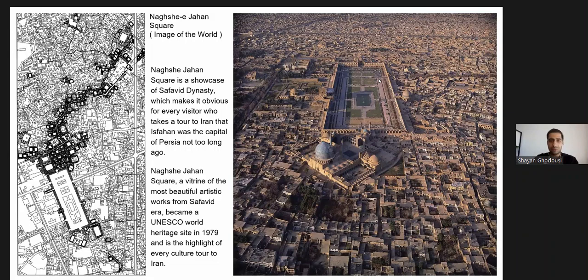So as I mentioned before, Naqsh-e Jahan Square is the main tourist spot of Isfahan. Naqsh-e Jahan Square is 525 feet wide by 1,840 feet long, which results in a total area of 966,000 square feet. It is surrounded by two-story rows of shops, reflecting the architectural style of the Safavid era.